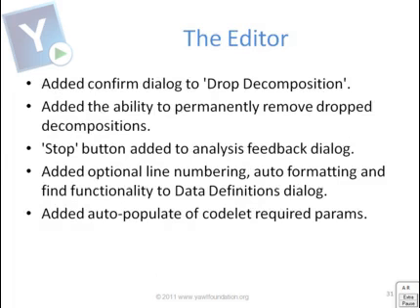There's also line numbering and auto formatting and a little find box in the data definitions dialog. So if you've got big data schemas, you can turn line numbers on, and in the error box, the multi-line error box at the bottom, it will point to the actual line number, and you can see which line number it's talking about. And we talked about auto-populating codelet params before.